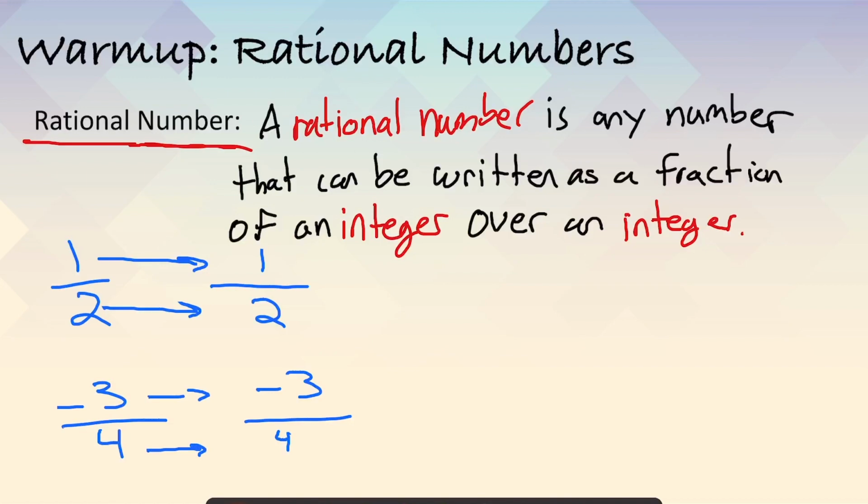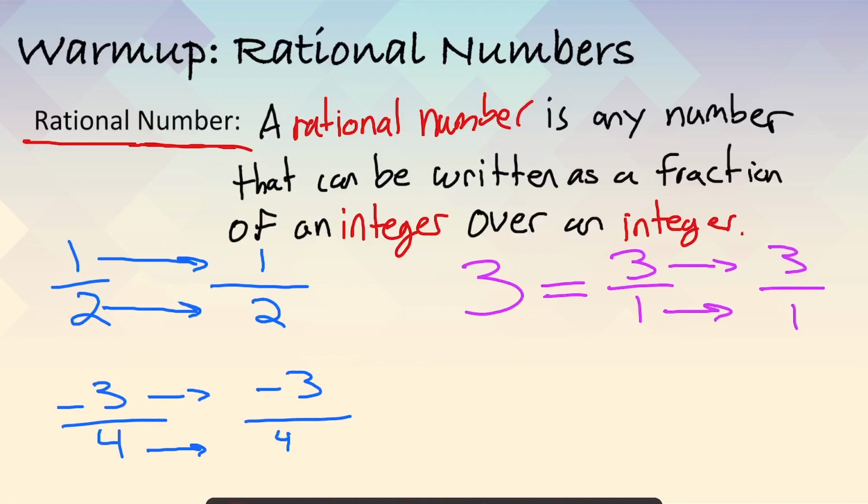So what about something like 3? Just the number 3. Now, it may be tempting to say, well, 3 isn't a rational number because 3 isn't a fraction. However, isn't it true that we can write 3 as itself divided by 1? Right? So anything divided by 1 just stays the same. If I have 3 things and I divide those 3 things into one group, that one group is going to have all 3 things. So 3 is an integer and 1 is an integer. So 3 is a rational number.